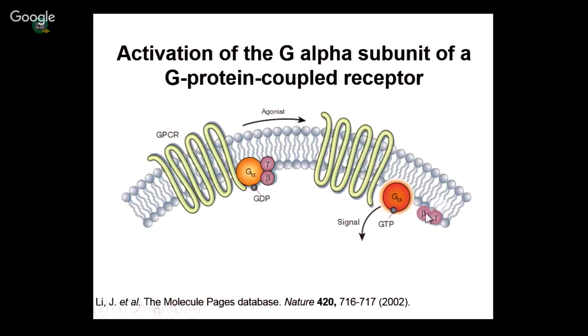Once the beta-gamma subunit has dissociated, the G-alpha subunit becomes activated, and it can activate downstream factors, for example, adenylyl cyclase. However, normally the GTP is unstable. It will be hydrolyzed and become GDP again. Once it becomes the GDP-bound form, it will reassociate with the beta-gamma subunit and turn off the G-protein activity. That is how this signaling gets inactivated.